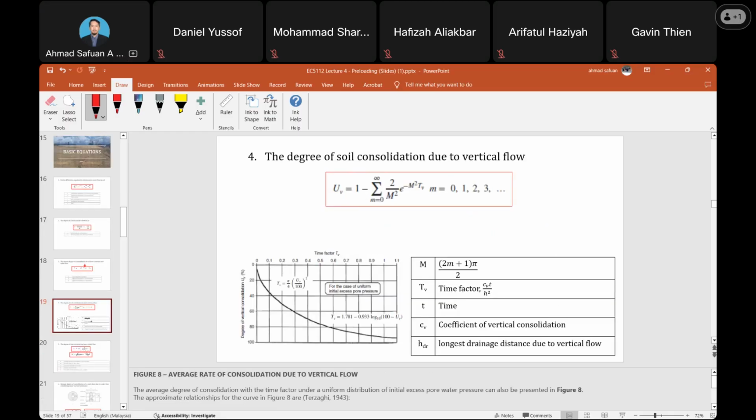This is the equation for the UV. To get the UV, we need to use these equations: 1 minus the sum of 2 over M squared, exponent negative M squared TV. What is M? M is (2m plus 1) pi over 2, and TV is the time factor, which is CV times T over H squared.